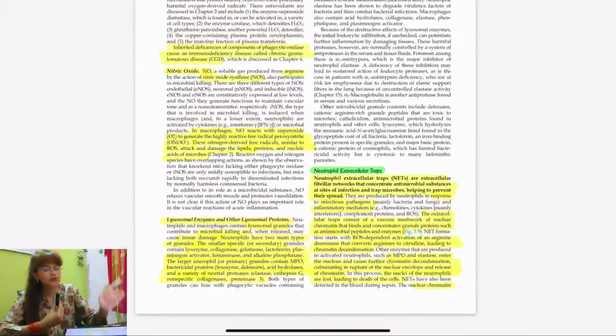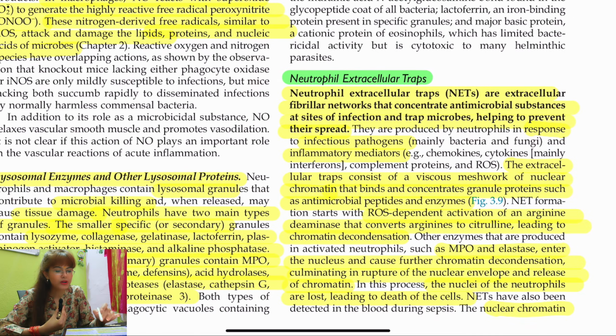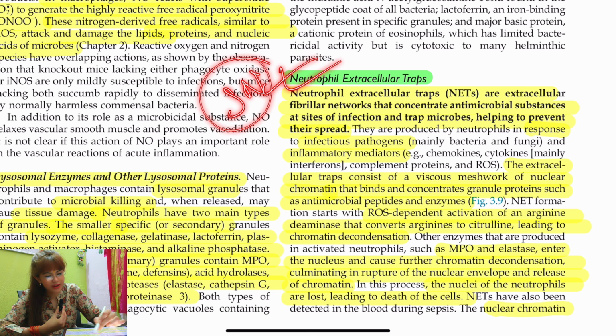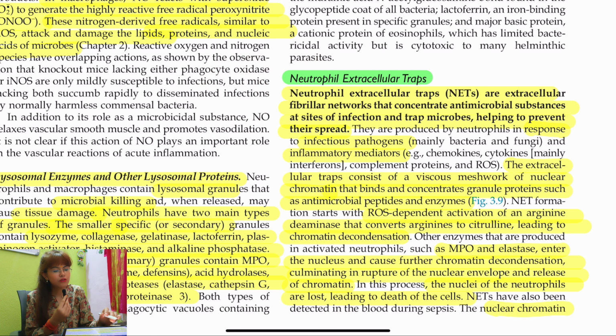Okay. Now coming to the neutrophil extracellular traps. Now what is this? This is a very, very important short note. Very important short note. Okay. So neutrophil extracellular traps. Now what are these? What's happening here is that the neutrophils are getting fragmented, and from the neutrophils, these fibrillar networks are coming out into the extracellular space, and these will secrete antimicrobial substances. So basically, this is acting against the microbes to kill them in a much larger and concentrated format.